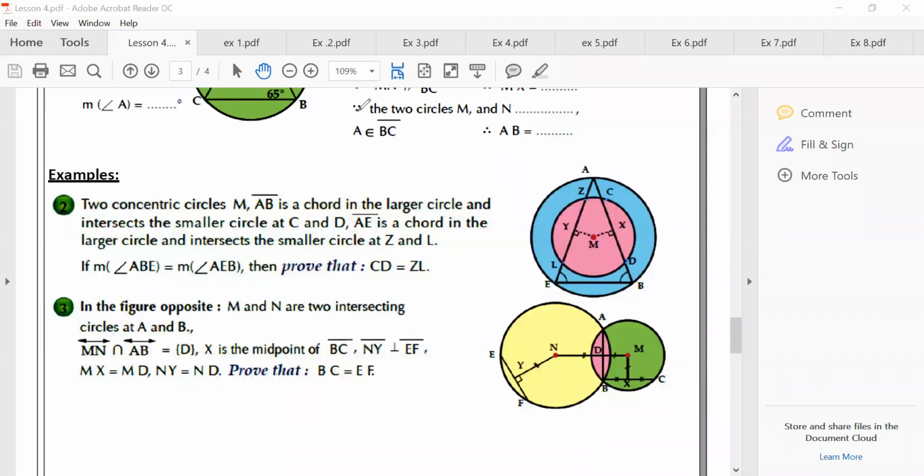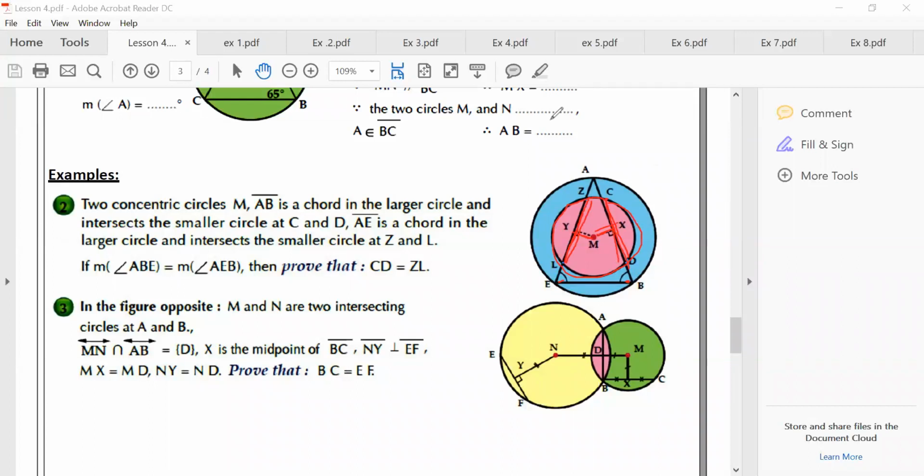Measure ABE equals measure AEB. These two angles are equal in measure. I want to prove that CD equals ZL, the chords in the smaller circle. If I want to prove that chords in the smaller circle are equal, I must have that the distances are equal.